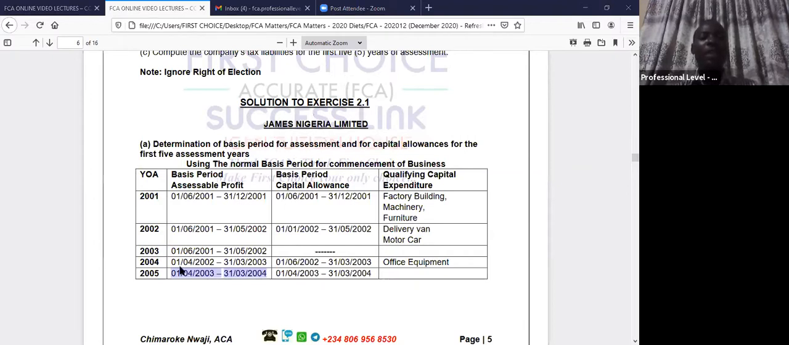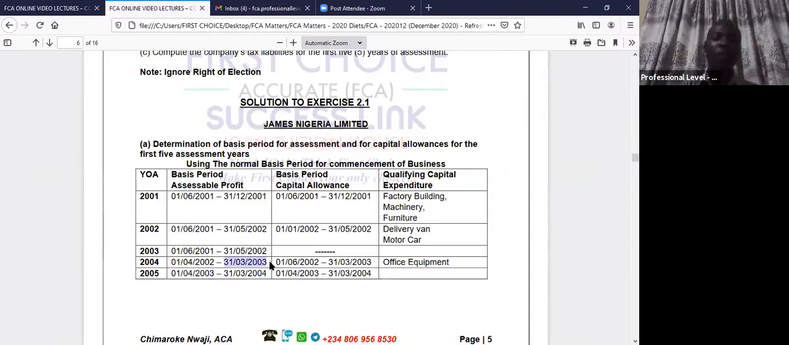So it means that this is a normal basis period. 2001 is not a normal basis period. 2002 is not. 2003 is not. 2004 is also not, because it didn't continue from where 2003 stopped. There is an overlap. But 2005 is a perfect normal basis period, because one, it is 12 full months; two, it is on preceding year basis; and three, it started where the last basis period ended.